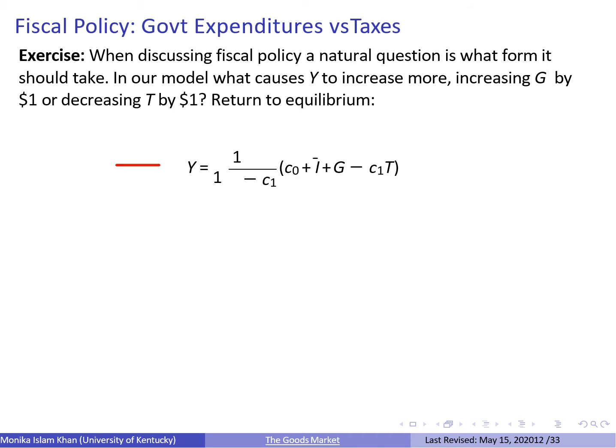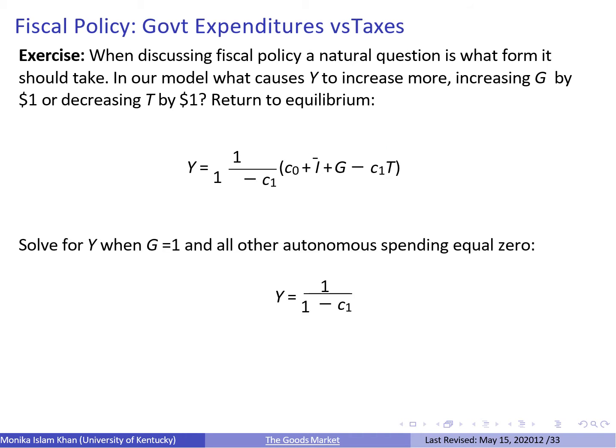Recall the equilibrium output that we solved for in the last slide. Now our goal is to find out the effect of increasing government spending by $1 on equilibrium output. And the simplest way of doing that is to replace this G by $1 and put everything else equal to 0. So G would be $1 and all of this would be equal to 0. And once we do that, we solve for Y when G equals 1 and all other autonomous spending equals 0. We get Y equals 1 over 1 minus C1, which is, by increasing G by $1, equilibrium output increases by the multiplier effect.